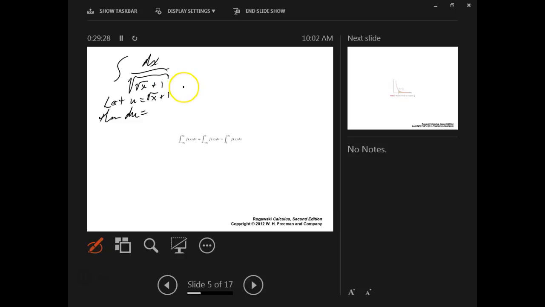What would that be? What does d mean? Oh, okay. New math. Okay. 1/2 x to the negative 1/2. Okay. What else? dx. Right?